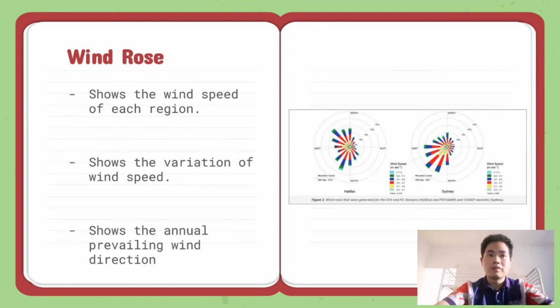In the last part of this section, it shows the wind roses obtained from the meteorological observations. The wind roses show the wind speed of each region against its direction. They also show the variation of the wind speed against time. And lastly, they show the annual prevailing wind direction.